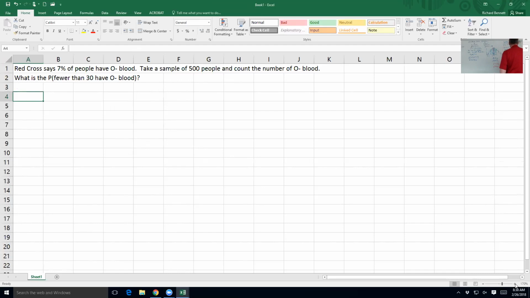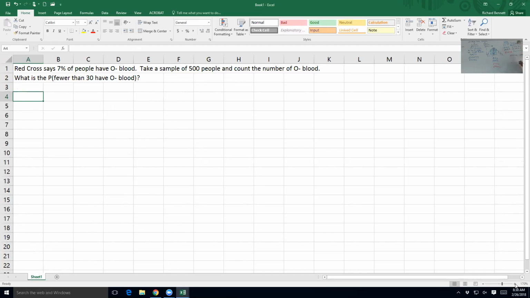I want the probability that x is less than or equal to 30. No, it says fewer than 30. Now, it's a distribution, so the equals matters. It's a discrete distribution, so the equals matters, right? So fewer than 30 is the probability that x is less than or equal to 29. Okay, because this is discrete.